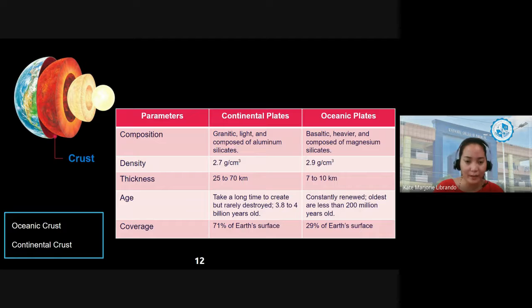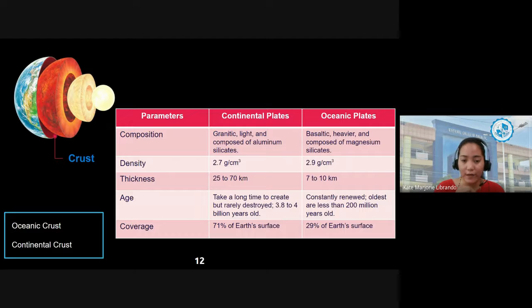When we say oceanic plates, its composition is basaltic, heavier, composed of magnesium silicates. When it comes to density, the continental crust is 2.7 grams per cubic centimeter, and the oceanic crust is 3 grams per cubic centimeter. The thickness is 25 to 70 kilometers for continental and 7 to 10 kilometers for oceanic.